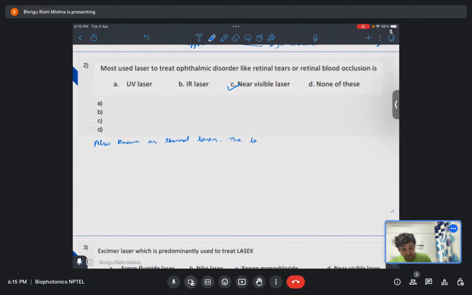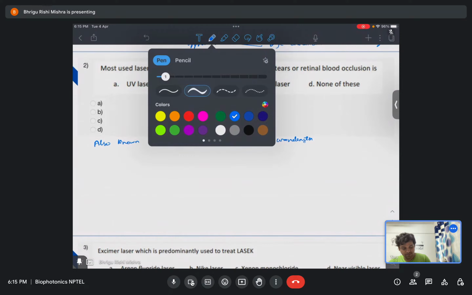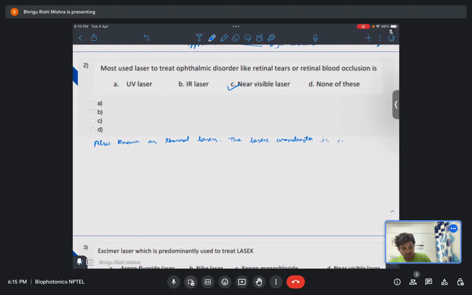So the laser's wavelength is important as absorption is heavily dependent on it, because in order to treat you need absorption. Okay, absorption, because lasers work using heat generation. So for that you need absorption.